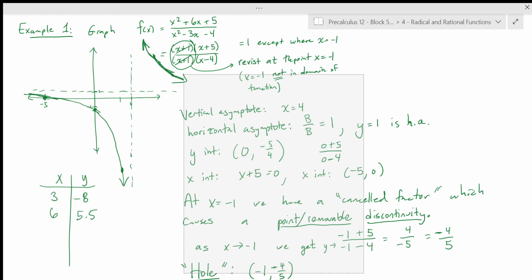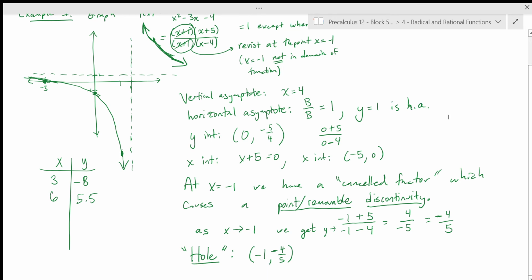Now, one thing we skipped: we had our hole. I really recommend you draw these graphs in pencil, because then you can go back and erase and put the hole in where you need to. So at negative 1, right about there, negative 4/5, we need to put a little hole in our graph.